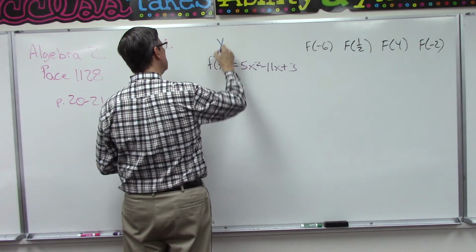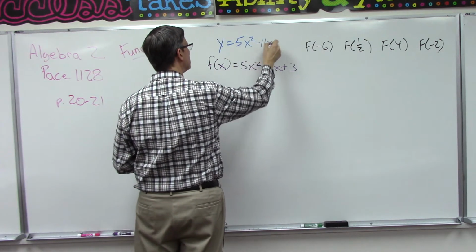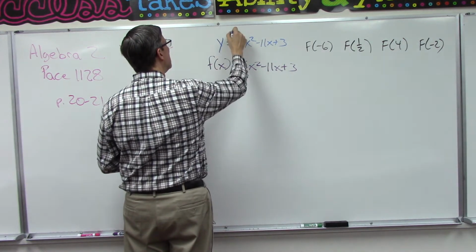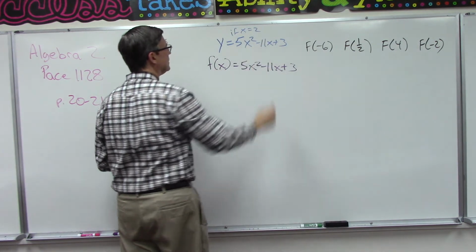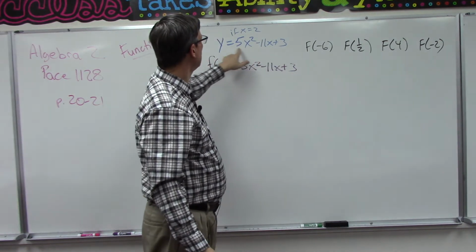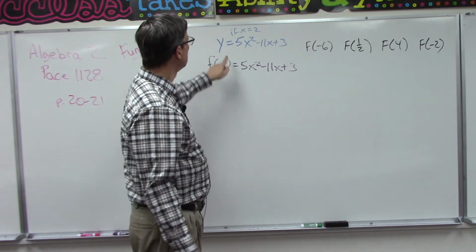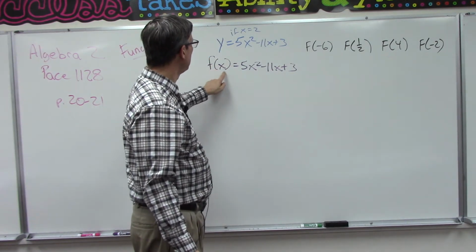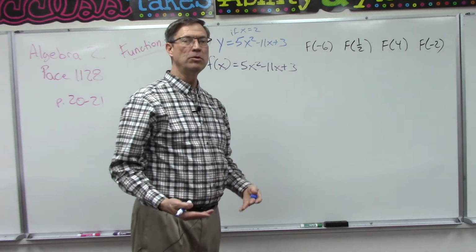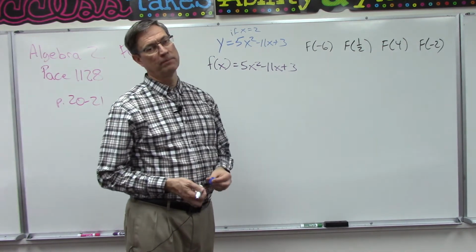You are used to seeing maybe an equation that says y equals 5x squared minus 11x plus 3. They say solve for y if x equals 2, let's say. So you'd say, okay, let me just plug in 2 for x, solve it, and then I'll know what y is. That's exactly what we're doing, except that instead of the letter y, they're using f of x. What that means is that the answer depends on the value that you plug in for x. It is a function of the value of x.